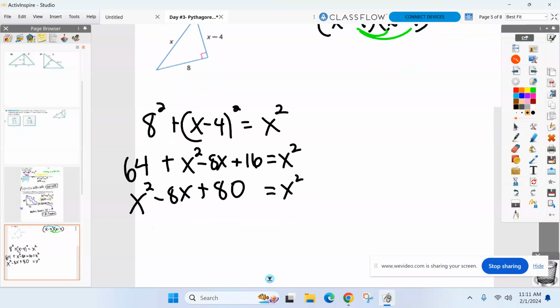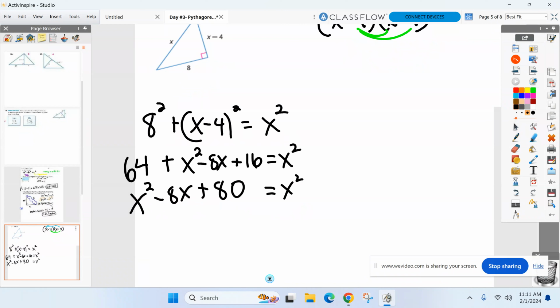Let's turn this over to you guys now. What would you like to do next to solve for x? Doyle? Move the x squared and negative 8x over, so to have 8x equals 80. That's what I did. Okay. That's fine. We could do that.